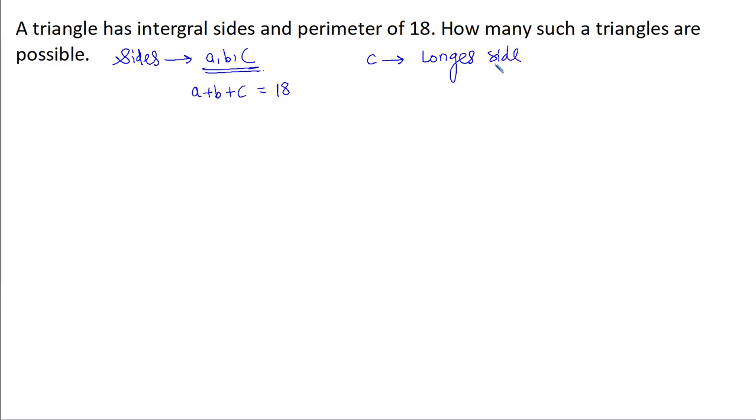Okay everyone, so now we know that the sum of any two sides, a plus b, has to be greater than c. Now can you tell me the maximum value that c can take? The maximum value that the longest side can take, just guess this number. So now we know that a plus b plus c is equal to 18. The maximum value c can take is how much? c is the largest side, the longest side.